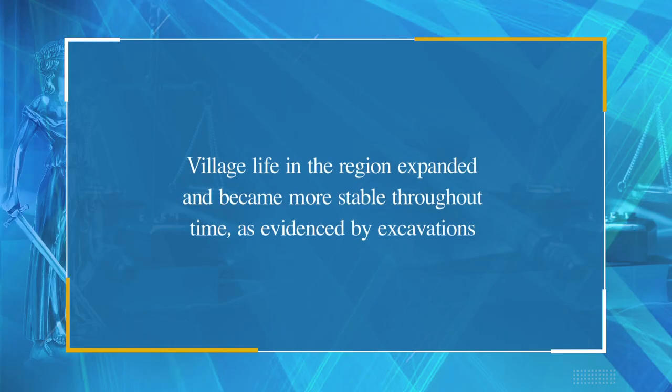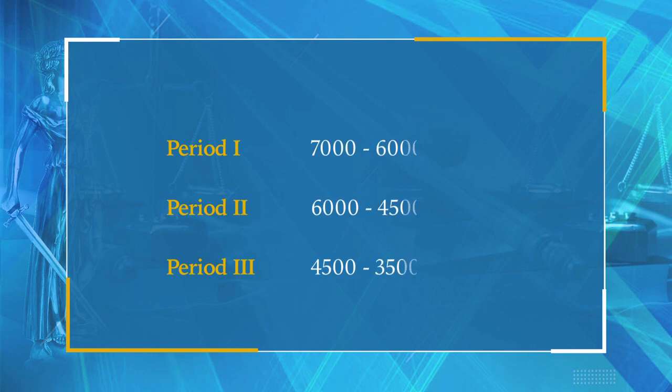Village life in the region expanded and became more stable over time, as evidenced by the excavations. There are 7 periods of occupation at the site, although only the first 3, that is period 1 to period 3, are considered to be Neolithic. The time frame for each of these is as follows. Period 1 stretches from 7000 to 6000 BCE, period 2 from 6000 to 4500 BCE, and period 3 from 4500 to 3500 BCE.